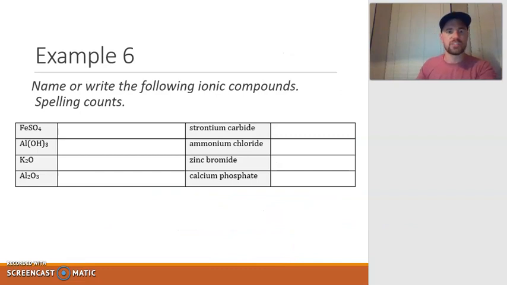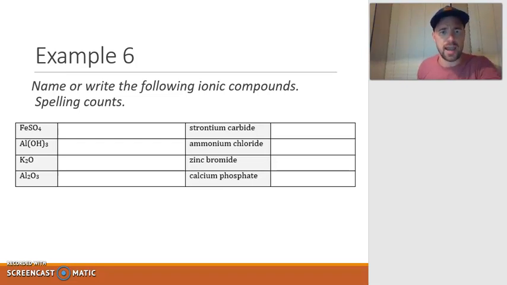All right, let's look at some examples here. I'm going to do a few, but then I'm going to pause and let you work on some on your own. So on the left side, we have formulas, asked to write the name. On the right side, we have names, asked to write the formulas. Let's do 2 of each, and then I'll let you do 2 on your own each.